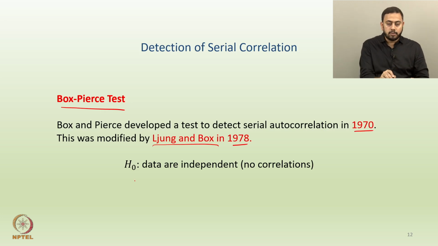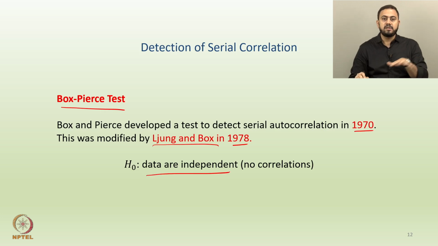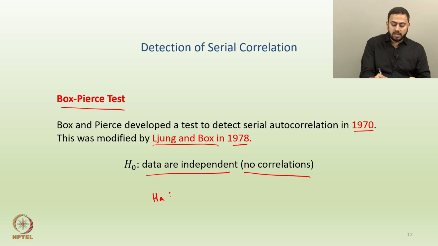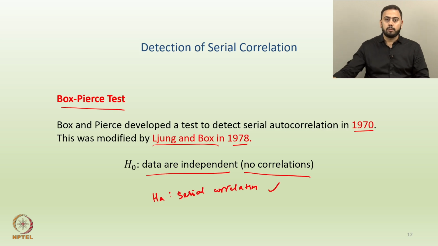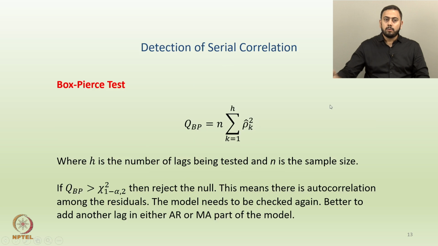So, the underlying null hypothesis is that the data are independent. If the residuals are independent, then there are no correlations, and of course, the alternative would be that you have a serial correlation problem. Okay. Now, what exactly is the underlying test statistic? Since you are checking it formally using a hypothesis test, the underlying test statistic is given by Q Box-Pierce, so Q_BP, and the test statistic is not that difficult.